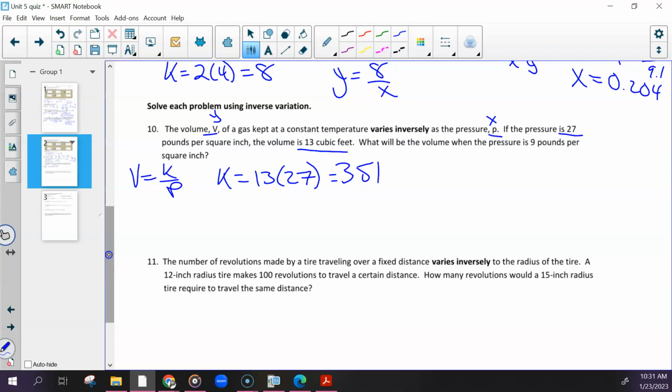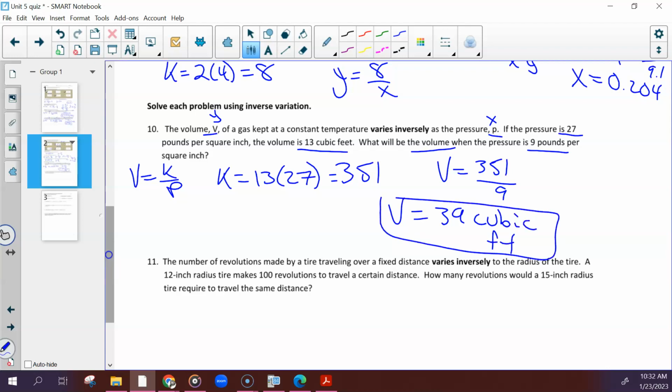Then in the next part, it's asking for the volume when the pressure is 9 pounds. So that would go in your denominator. And you would get 39. Our volume is in cubic feet, so that would be your label. Okay, so original equation, solving for k, k value, solving for v, v value, and label. Questions on that one?